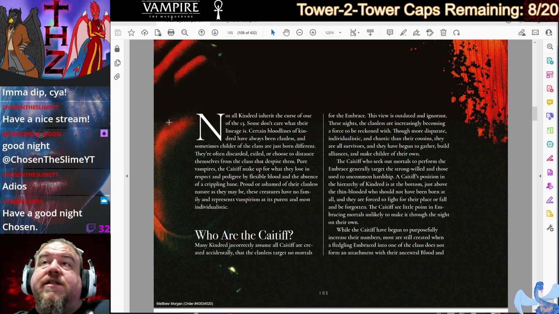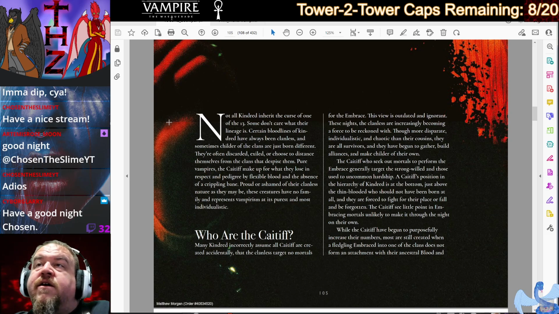These nights, the clanless are increasingly becoming a force to be reckoned with. Though more disparate, individualistic, and chaotic than their cousins, they are all survivors, and they have begun to gather, build alliances, and make childer of their own. The caitiff, who seek out mortals to perform the embrace, generally target the strong-willed and those used to uncommon hardship. A caitiff's position in the hierarchy of kindred is at the bottom, just above the thin-blooded, who should not have been born at all, and they are forced to fight for their place or fall and be forgotten.